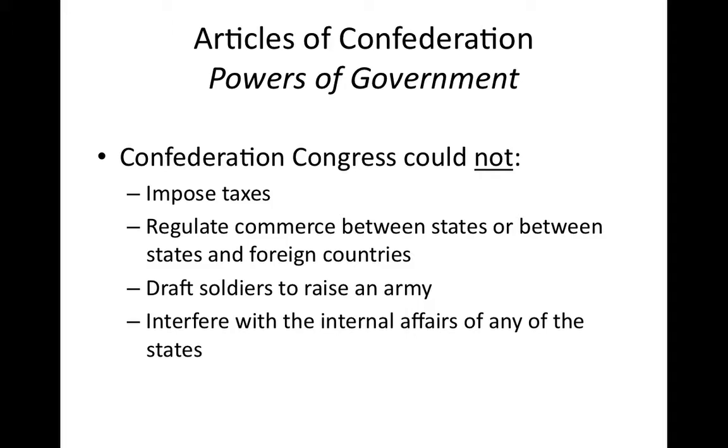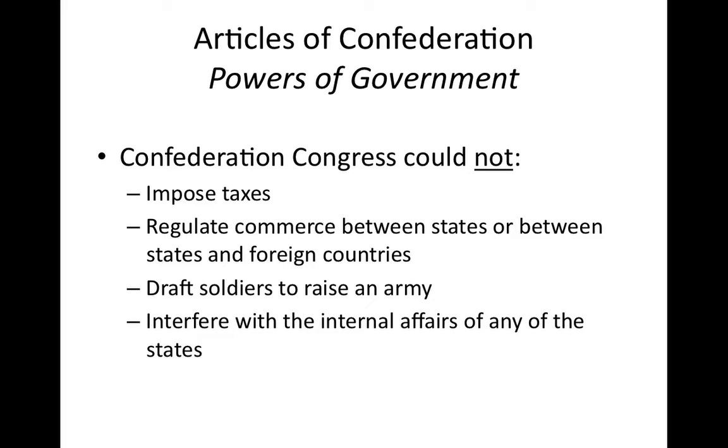The Confederation Congress also could not regulate commerce between the states or between the states and foreign countries, so it had no power to impose tariffs, for example, or decide with whom we could trade and could not trade. The states could not be told who they can trade with or who they could not trade with. The states made all the decisions about commerce, the buying and selling of goods and services.